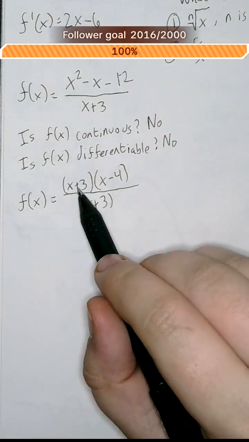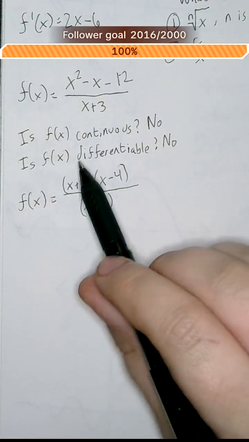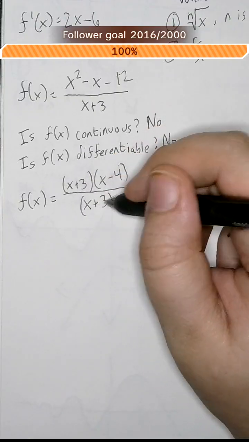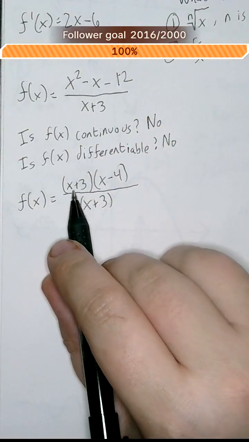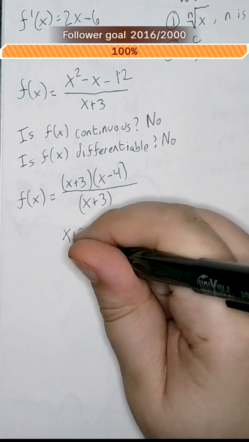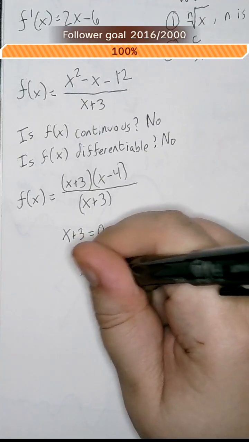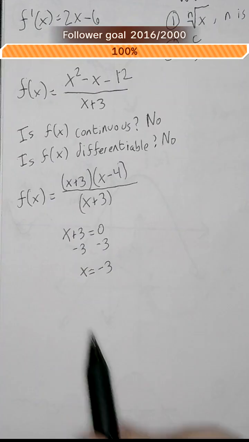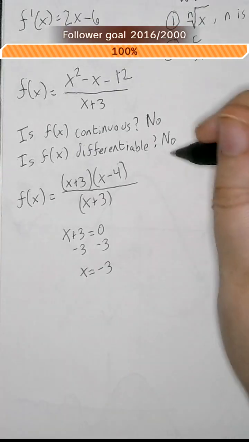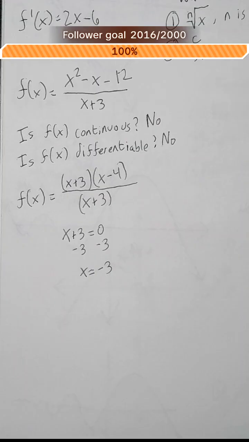So here, I have an x plus 3 on top and an x plus 3 on the bottom. So here, I can cancel these out, but because I can cancel these two out, a hole exists where that equals 0. So x plus 3 equals 0. Subtracting 3 from both sides, there's a hole at x equals negative 3. This is a removable discontinuity. So therefore, this is neither continuous nor differentiable. If there's a hole, it's discontinuous, therefore it's not differentiable. You're right. Absolutely. That's absolutely right.